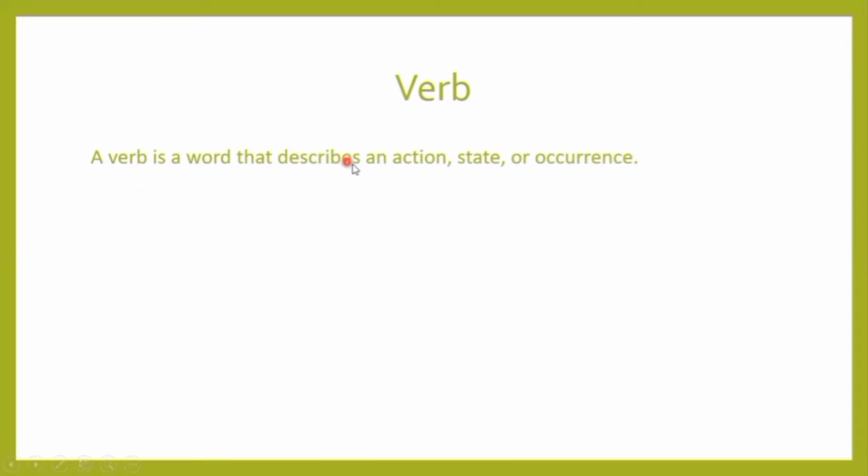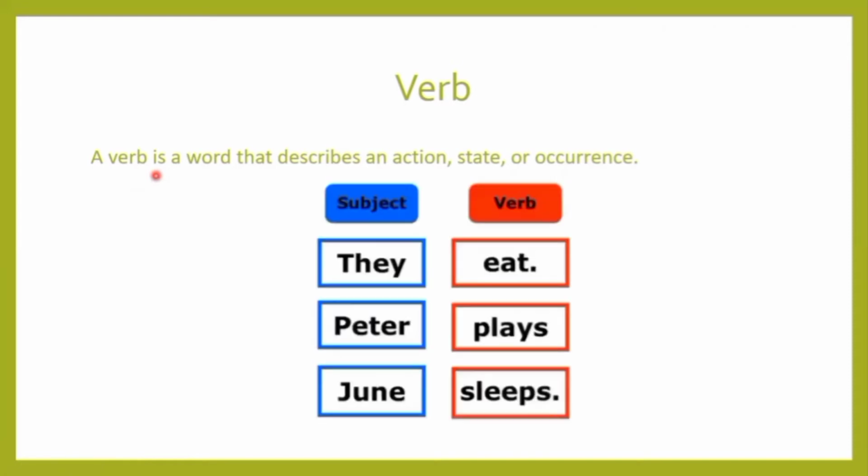And then we have verb. A verb is a word that describes an action, state, or occurrence. Together with nouns as their subjects, verbs make up the basic units of sentences. Not only must verbs agree with their subjects, they also take different forms to express tenses.